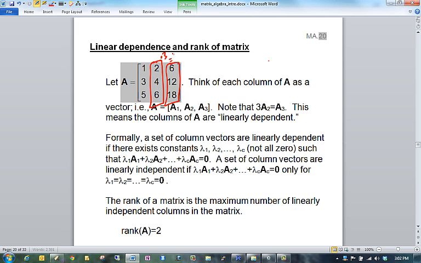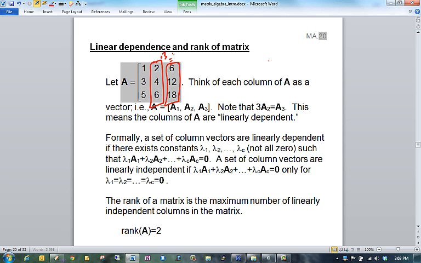Now, there's actually a more formal definition of linear dependence. So let's say that we have a set of constants. Let's just call them lambda 1, lambda 2, down to lambda c. So this could be like the number 1, could be the number 0.5, could be the number -3, for example, any of these constants. And let's say that at least some of them are not equal to 0.